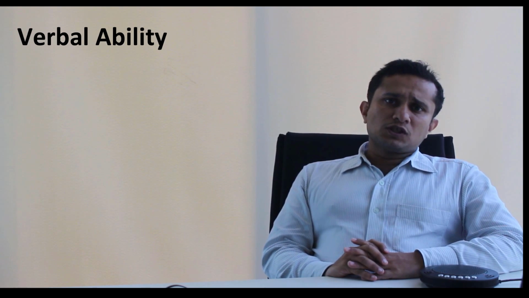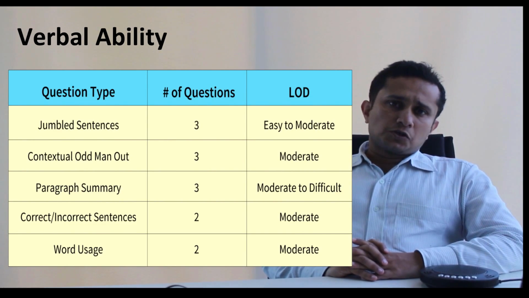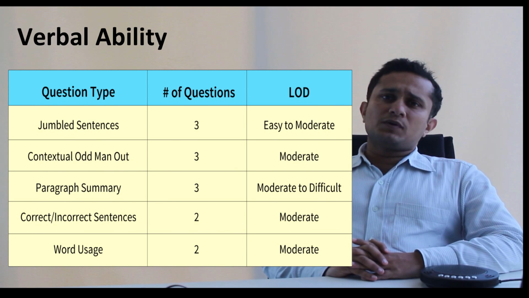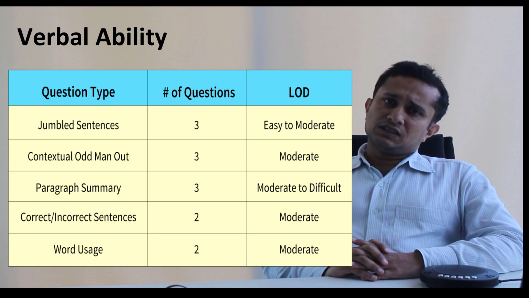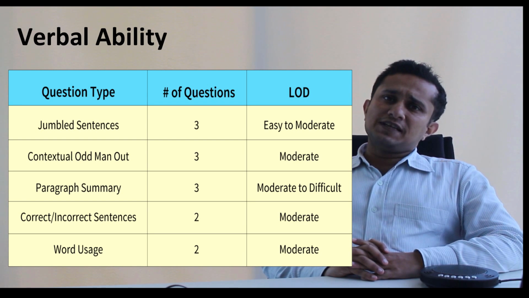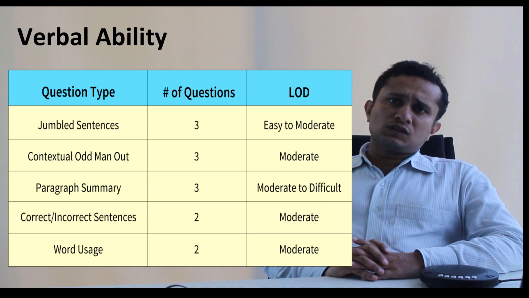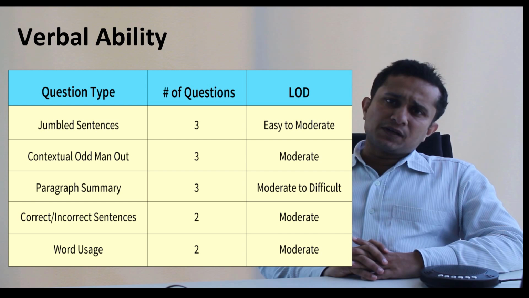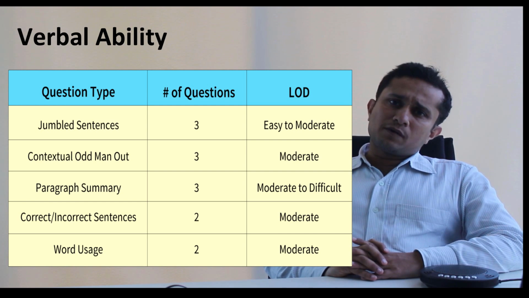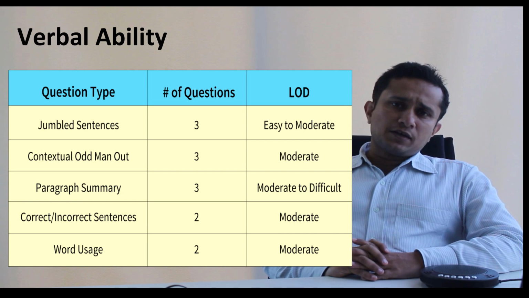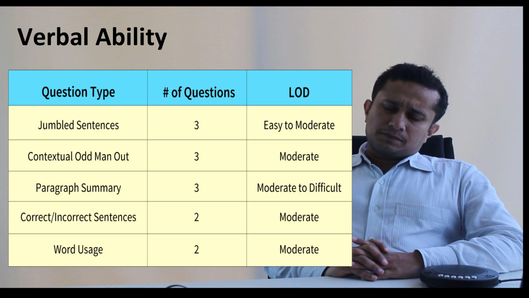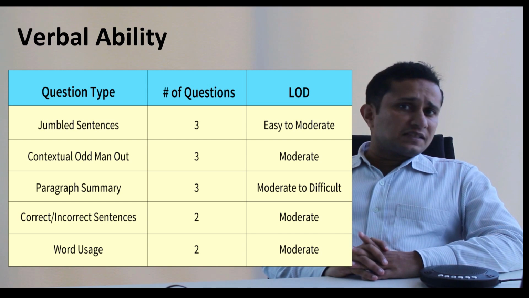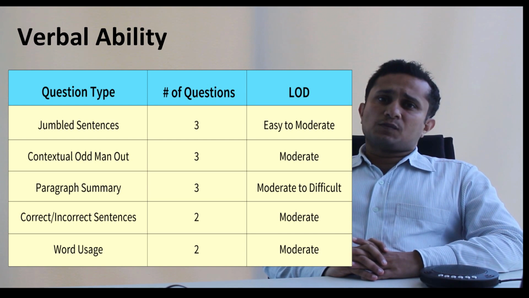Let's move on to the non-RC questions. So we had 13 questions in this mock. They were split across 5 different chapters, which means that you had 3 questions on pure jumbled sentences, 3 questions on the jumbled sentence variety typical to CAT, which is the contextual odd man out questions. Then you had 2 questions on word usage, 2 questions on sentence correction, and 3 questions on paragraph summary.